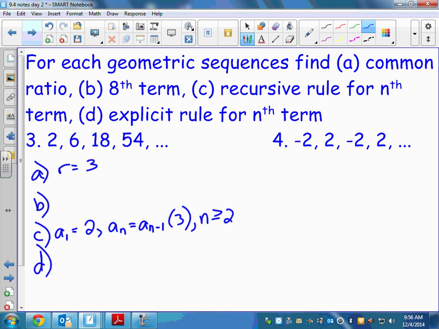I like the other formula better because I can just plug in the numbers, but for the nth term explicitly defined, I'm just going to take the first term, which is 2, times 3, which is the common ratio, to the n minus 1 power.